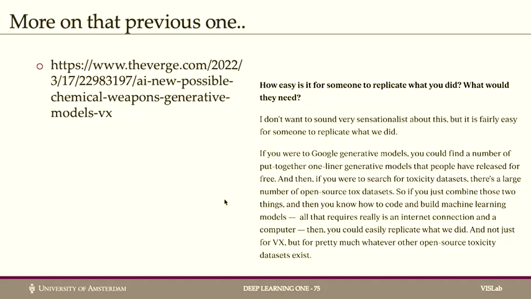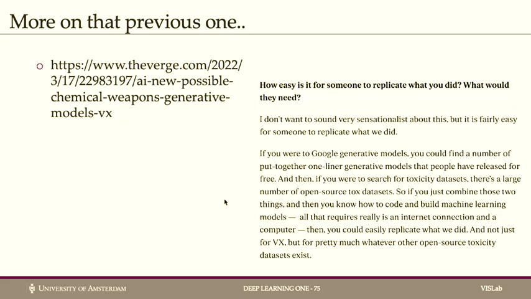So in the interview, when asked, how easy is it for someone to replicate what you did? What would they need? They replied, I don't want to sound very sensationalist, but it is fairly easy for someone to replicate what you did. If you were to Google generative models, you can find a number of put together one-liner generative models. And if you were to search for toxicity data sets, there's a large number of open source tox data sets. And you just combine these and you get toxins which are more toxic than VX, which is an extremely toxic chemical. So the topic of generative modeling from all angles is really interesting.